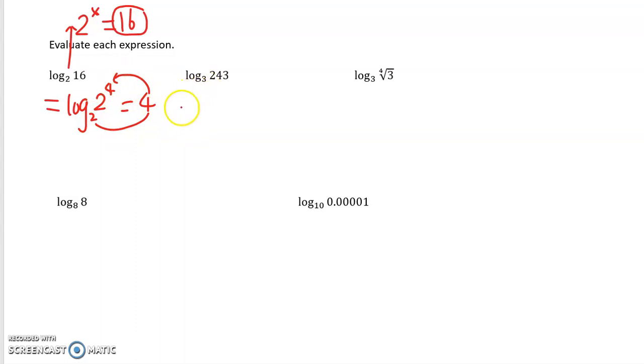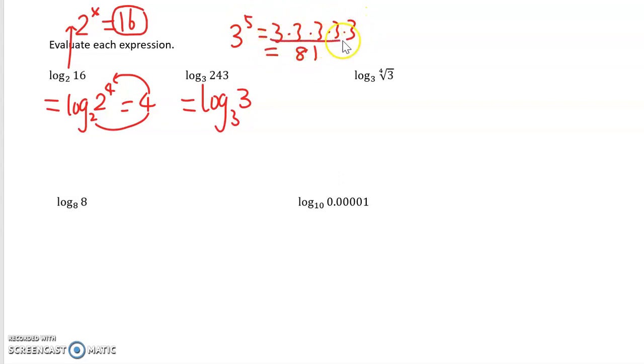Now we can do the same thing with the others. We rewrite 243 as 3 to which exponent? From the previous examples, we know 3 to the fifth, which is 3 times 3 times 3 times 3, and you can use a calculator to verify that. That's 81 when we multiply 4 copies of 3. Multiply another one, and that gives 243. So 243 is equal to 3 to the fifth, and the answer will be 5.